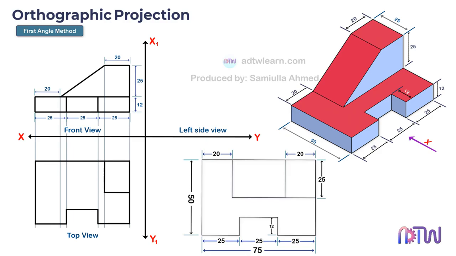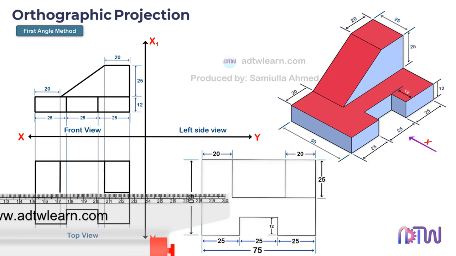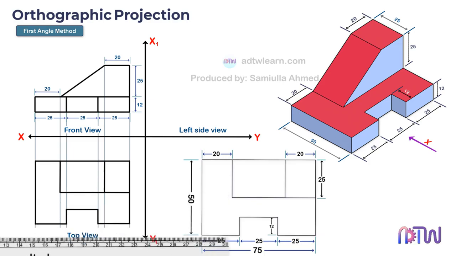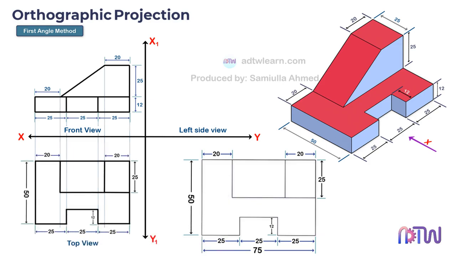Also, we need to draw this additional rectangle, which represents this inclined portion. We can see this vertical line is 25 millimeters and it is 20 millimeters away from this edge, which is equal to this length. Using the vertical line as a reference, draw a vertical line of 25 millimeters in length. Next, take a ruler and extend this horizontal line up to this line. This is the required top view of the object.